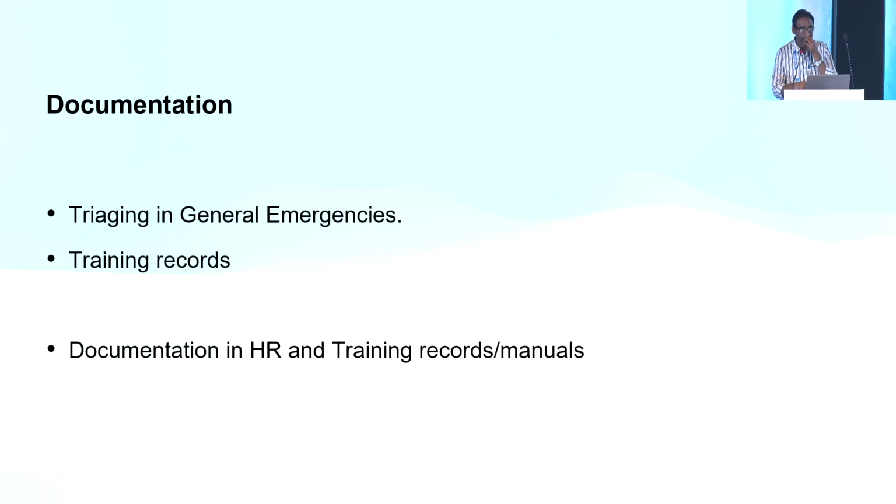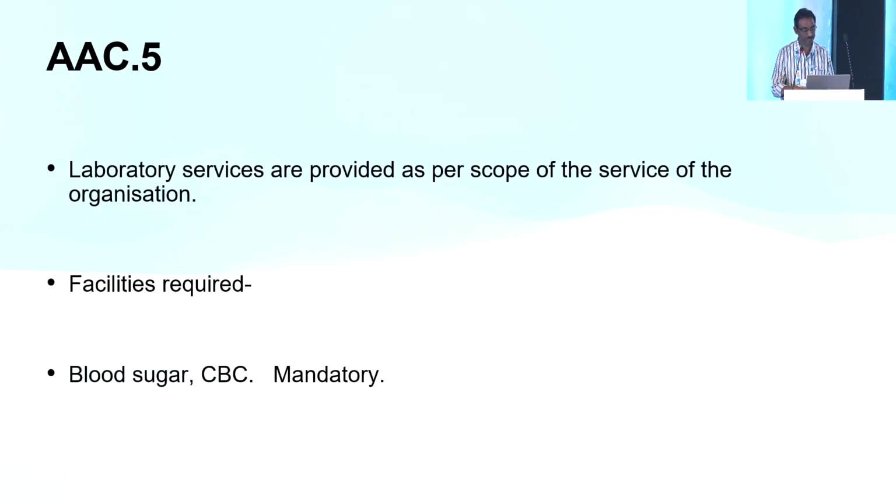With regard to NABH, we need documentation of the training records given on triaging and in general emergencies, and documentation of the same in HR records and training manuals. Laboratory services are provided as per the scope of the organization, but there are mandatory items like monitoring of blood sugar and CBC, which are required not only for surgical patients but also for emergency patients.